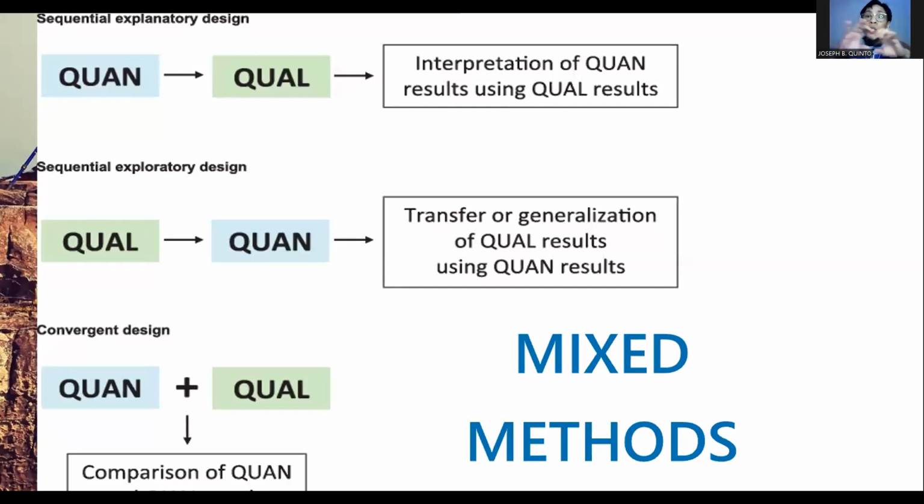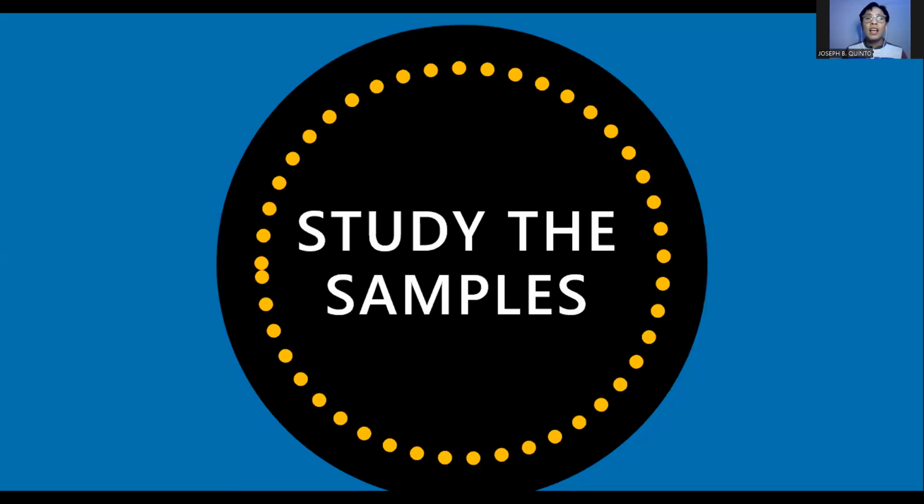You have to be specific. You have to be particular when you frame your research design. So it's not simply stating it as mixed methods. You have to state it, what specific type of mixed methods approach are you using? I hope that's clear. Now let's talk about the samples.